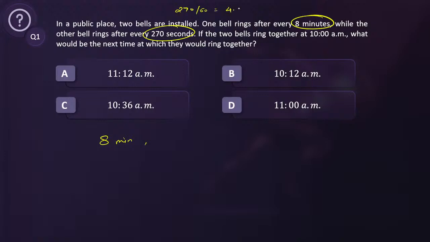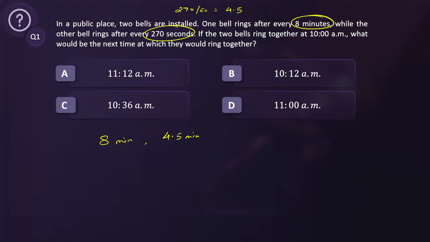That will be 4.5. So the second bell will ring after every 4.5 minutes. Now these two bells will keep ringing after every multiple of these times. So the first bell will keep ringing after every 8 minutes: 8, 16, 24, 32, 40 and so on.